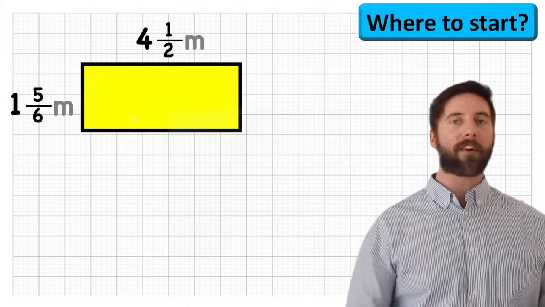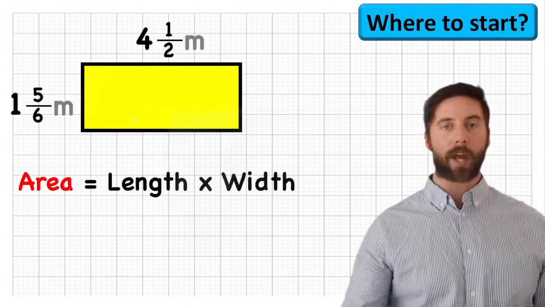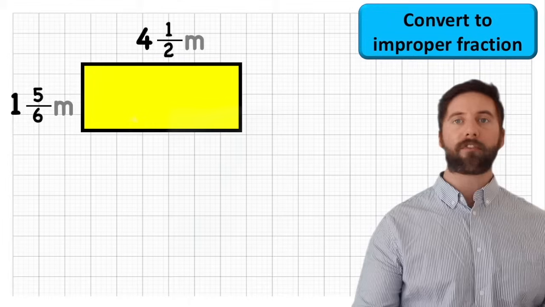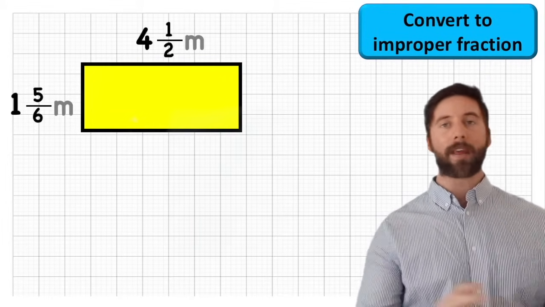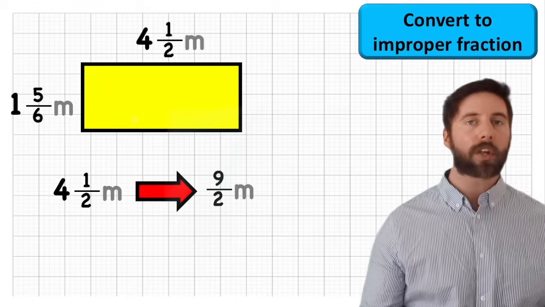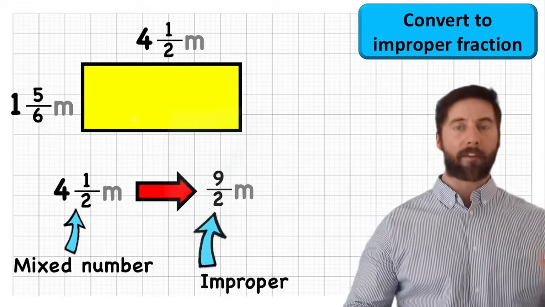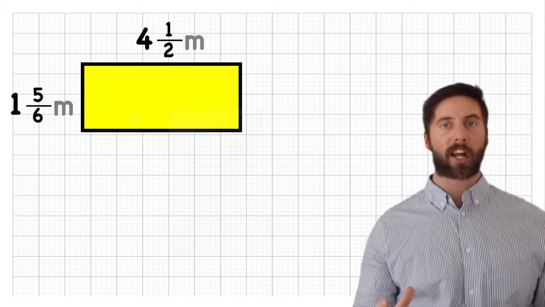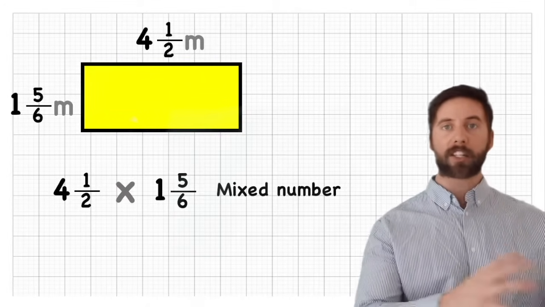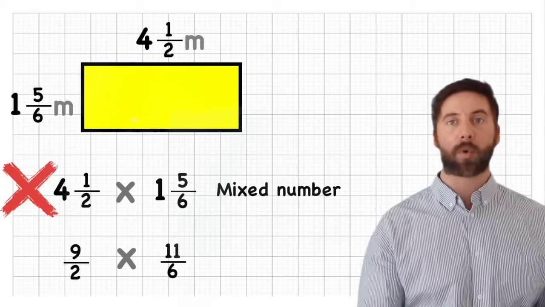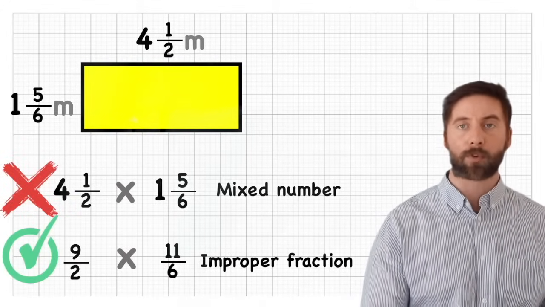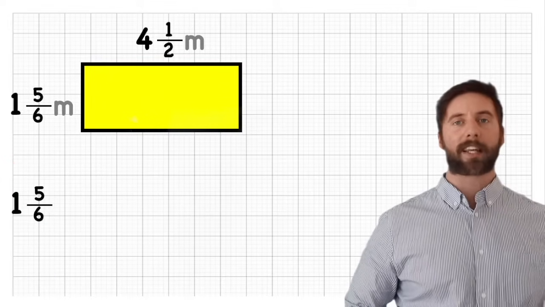Well, we know that the area of a rectangle is length times width. But before we can do that, we're going to convert our mixed numbers into improper fractions. Why do we do that? Well, we can't multiply a fraction and a whole by a fraction and a whole. So we need to convert them into improper fractions so that we are just dealing with fractions and multiplying those. Okay, so let's have a look.